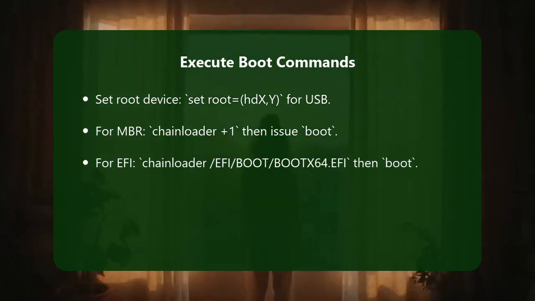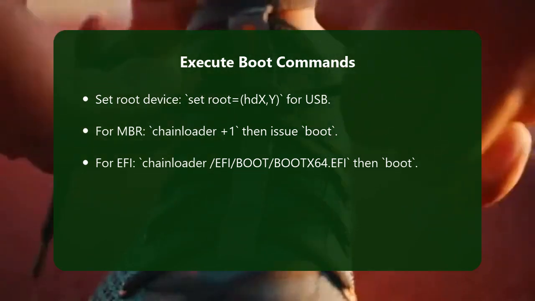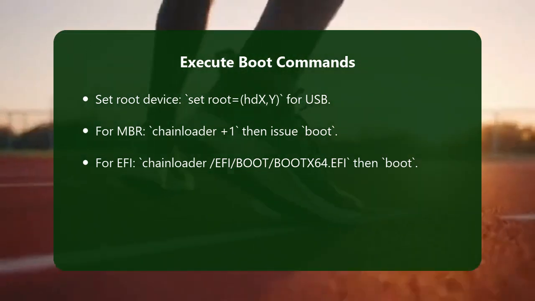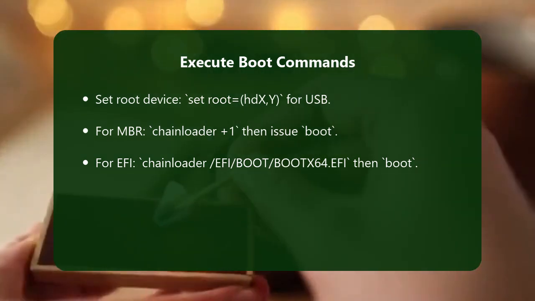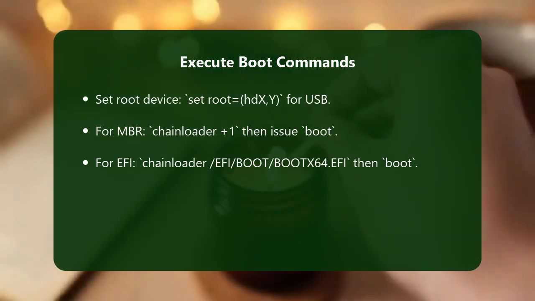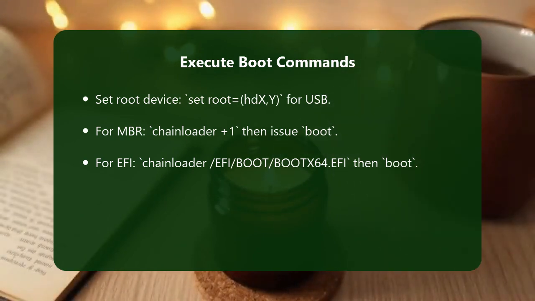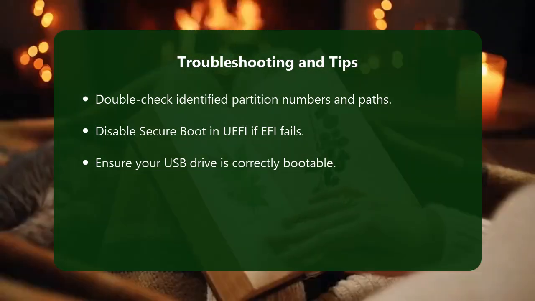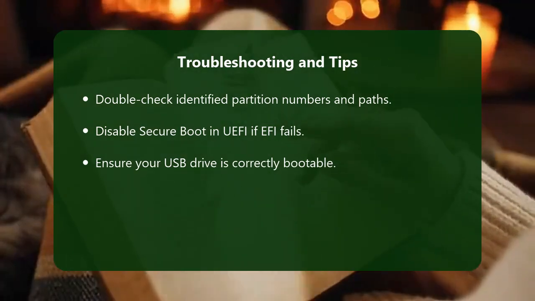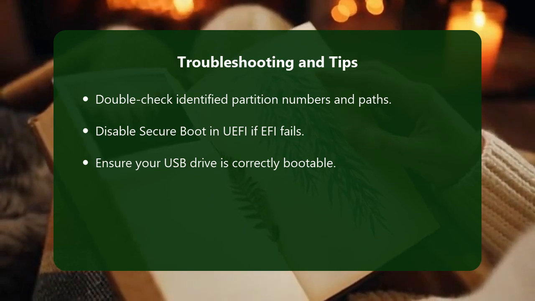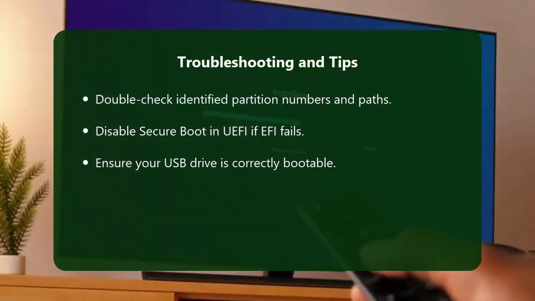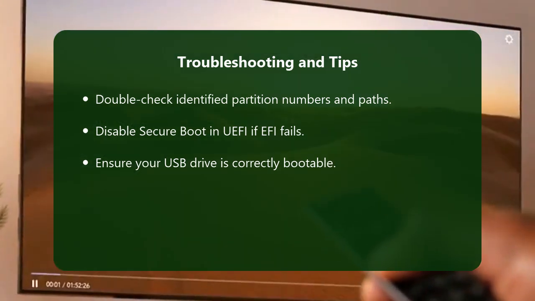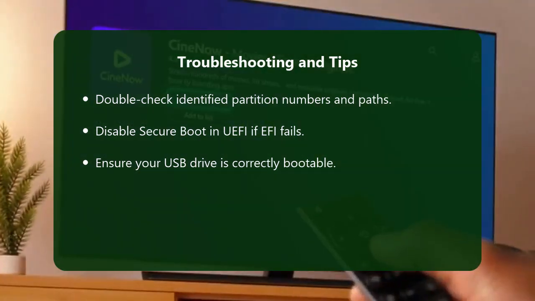If your USB is EFI-based, which is common for newer operating systems, you'll need to locate the EFI boot file. After setting the root with set root=(hdX,Y), you'll usually find the EFI bootloader at /EFI/boot/bootx64.efi or a similar path. You can verify this path by using ls (hdX,Y)/EFI/boot/. Once confirmed, the commands become chainloader /EFI/boot/bootx64.efi, or the specific path you found, followed by boot. It's crucial to be precise with paths and case sensitivity.